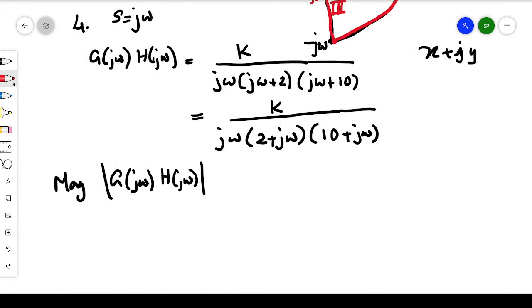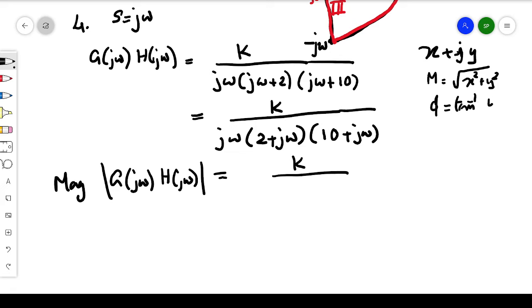So now here the magnitude, we'll be getting it as K divided by... for x plus jy we know the magnitude is equal to the square root of x squared plus y squared, and the angle is tan inverse y by x. So this is what we are going to apply here. We'll be getting K divided by omega into square root of 4 plus omega squared into square root of 10 squared plus omega squared. This is the magnitude we are getting.